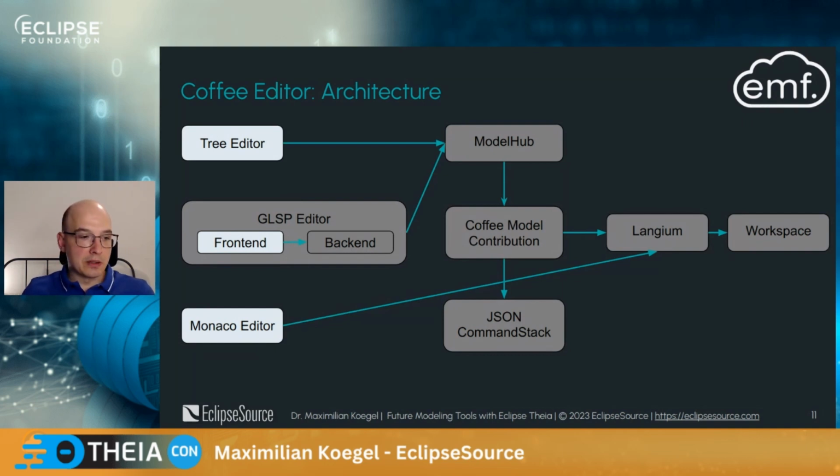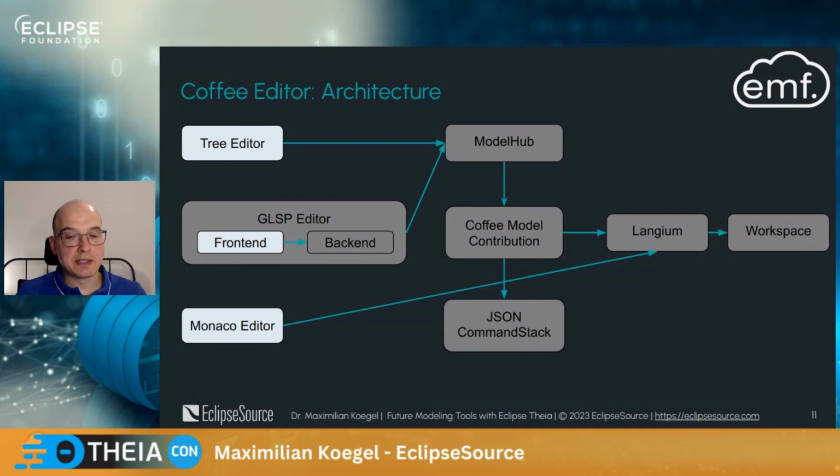So if we look at a round trip, if the tree editor wants to change something, it goes to the model hub, and eventually it has already loaded a model. It has retrieved the contents of the model. Now it wants to change something. It will call a method on the model hub. The model hub will know that the model that was loaded with that URI is a coffee model. It will therefore know that it needs to delegate to the coffee model contribution, depending on the method. In our case, a change. It will have to delegate to the JSON command stack.